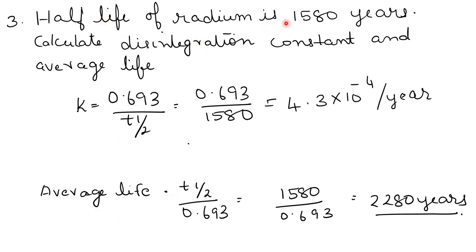Now, they have asked an additional calculation of average life in this problem. So, the half-life of radium is 1580 years. Calculate disintegration constant and average life. So, K is 0.693 by T half, 0.693 by 1580. Because it's given in years, you get it as per year. So, average life will be the reciprocal, T half by 0.693, which is 2280 years.